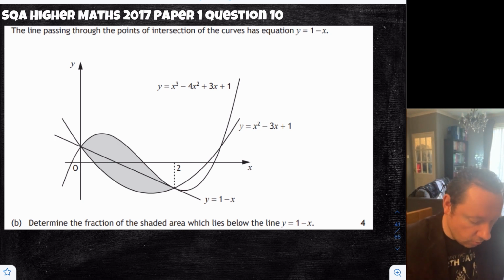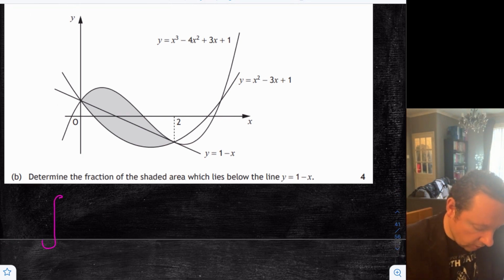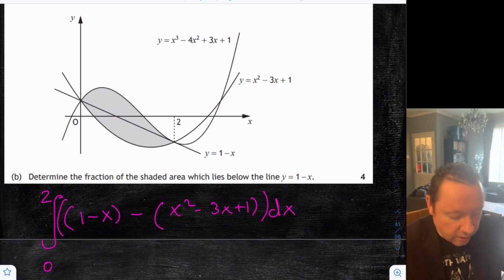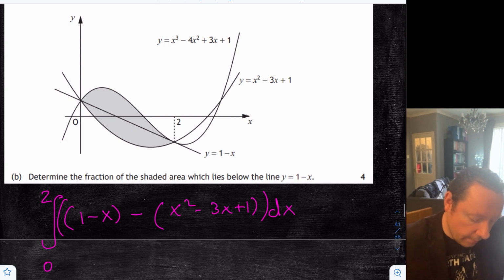So we're doing the integral between 0 and 2. Our upper function is the line this time, so 1 minus x, take away the curve below the line, which is x squared minus 3x plus 1, dx. Alternatively, you could have done this minus a line and then with a fraction left over to make a complete whole. It's your choice. But I'm going to do it this way.